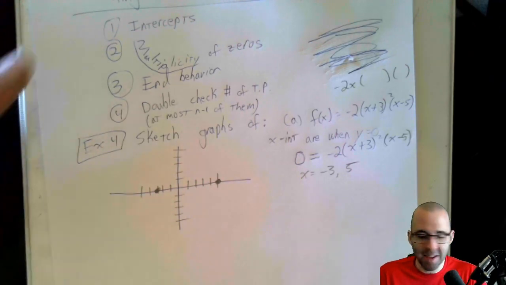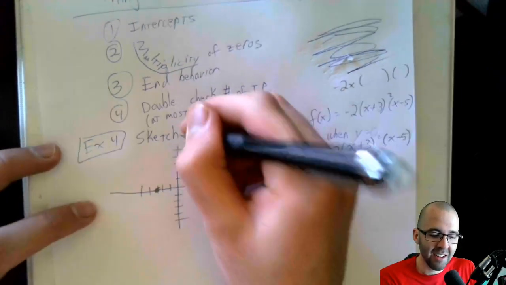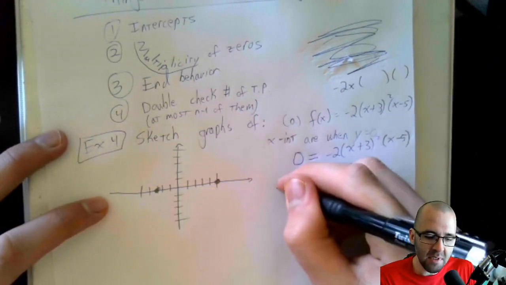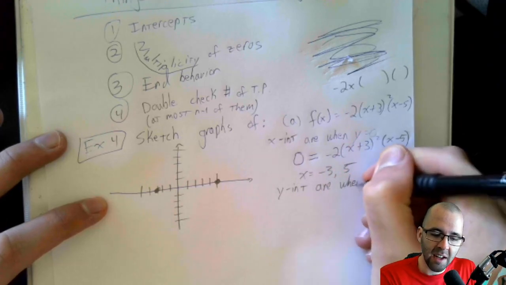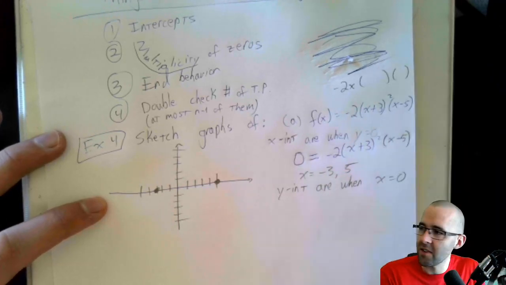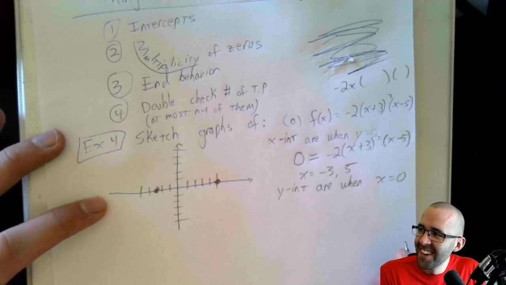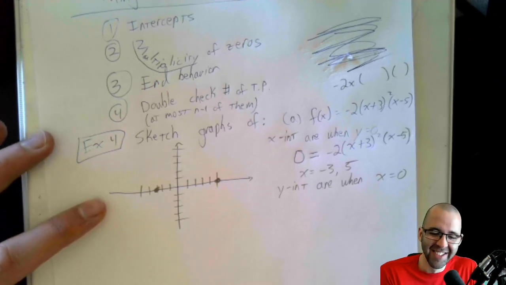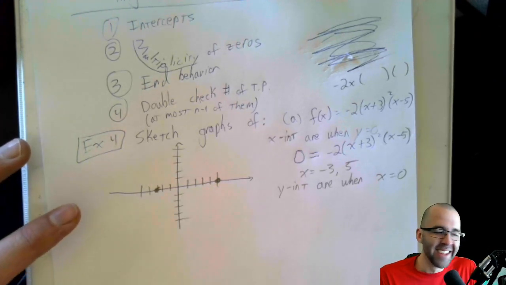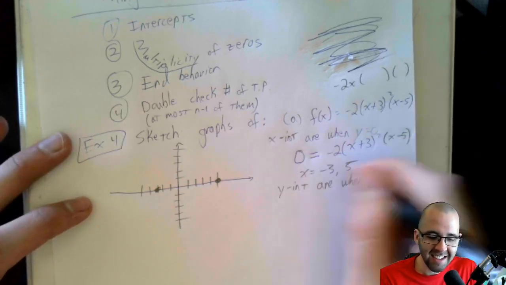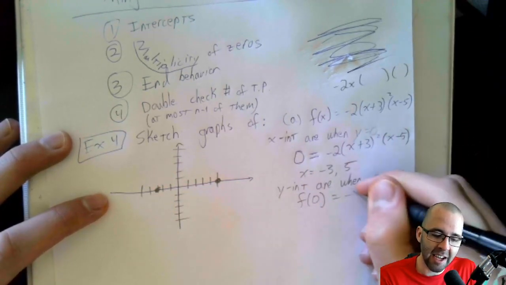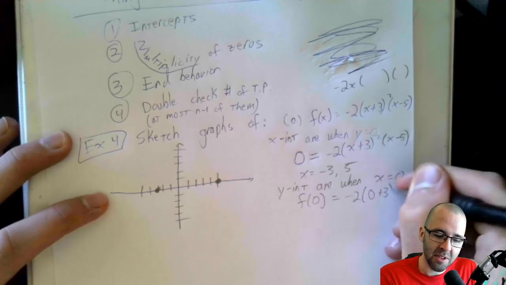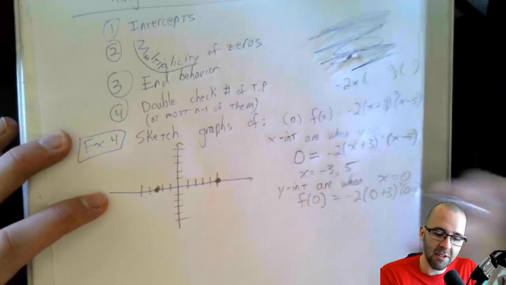So we've done half of part 1. We found the x-intercepts. We got to find the y-intercepts now, though. So again, the y-intercepts are when x equals 0. So what happens when x is 0? We plug in 0, we get -2 times (0 plus 3) squared times (0 minus 5).